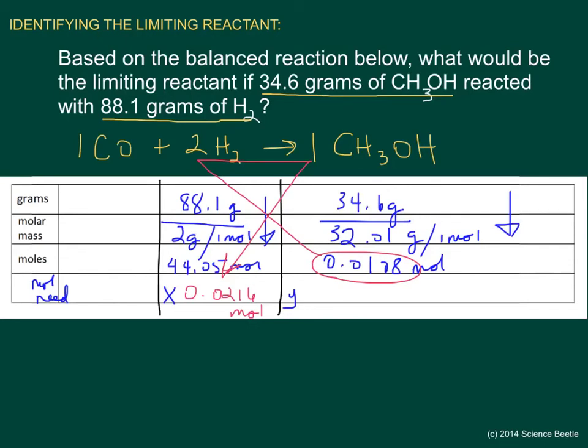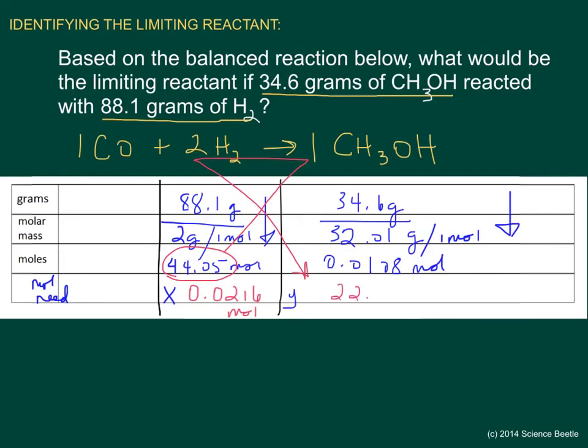Now I'll do the same thing but in the reverse order. This time I will begin with the other one. Let me pause here and erase this. Essentially what I'll do here is start with the 44.05. I'm going to multiply that times 1 divided by 2, and that'll give me the Y that I'm looking for. If I do that math, what I get is 22.03 moles of this particular compound, CH3OH.